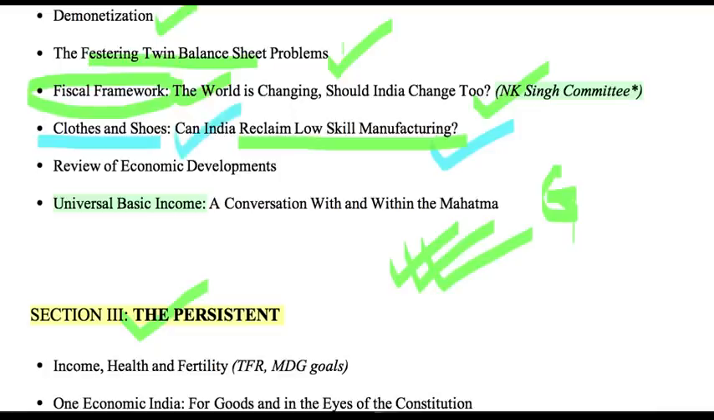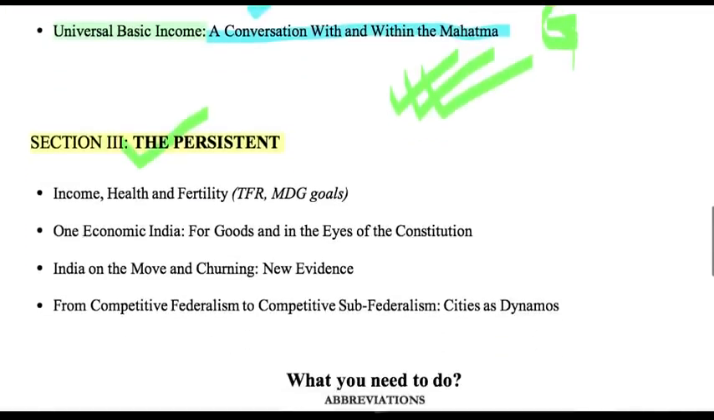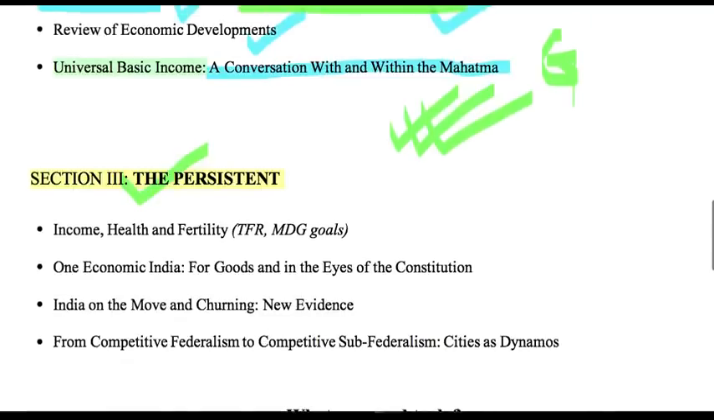Then, the review of economic development, we will deal with this also later. Universal basic income, again a conversation with and within Mahatma. Here I will deal with this section particularly later; I have prepared a different thing for it. Now coming to the third section, which says income, health and fertility. So we need to increase the income of people, then health facilities, and then fertility.